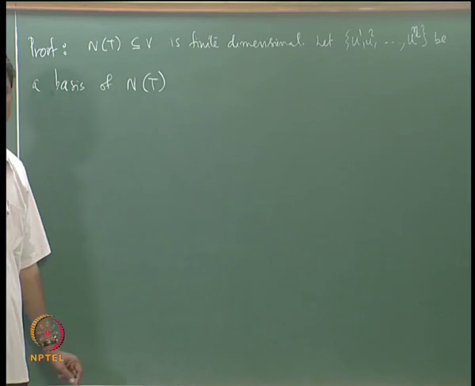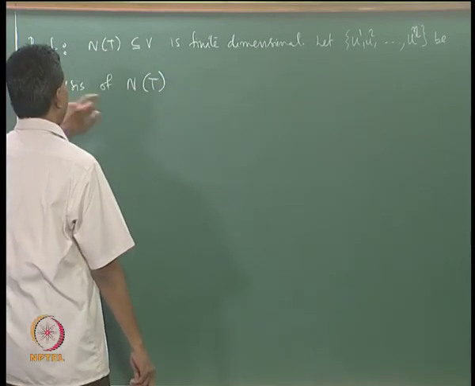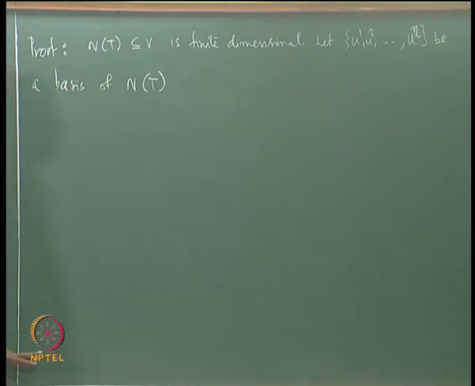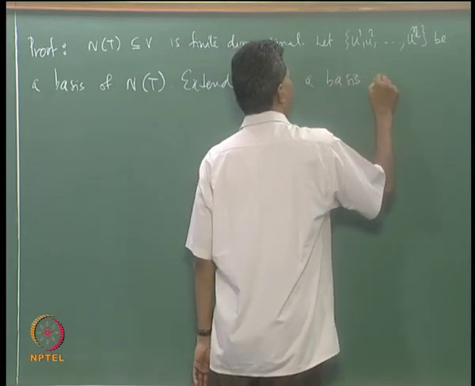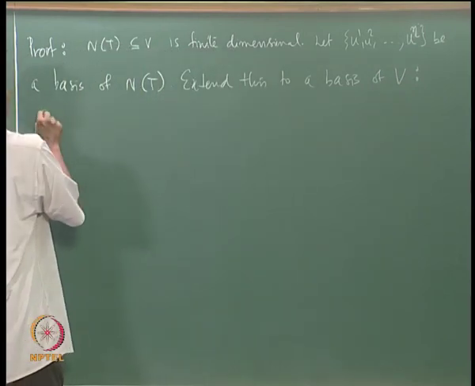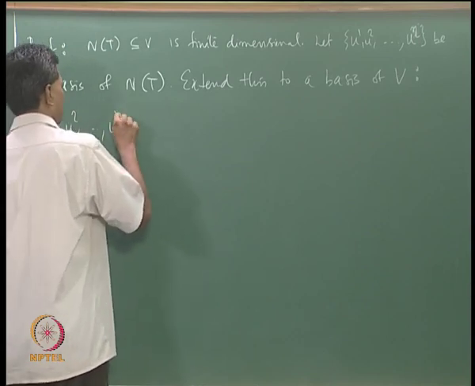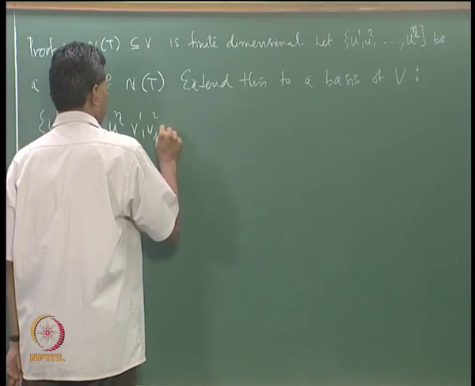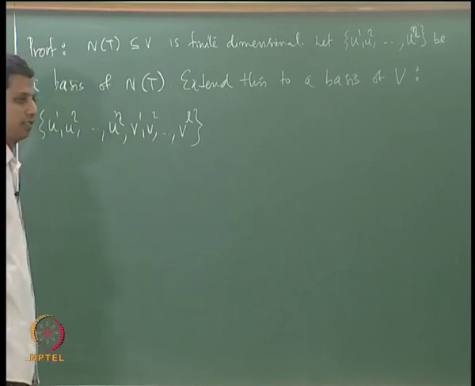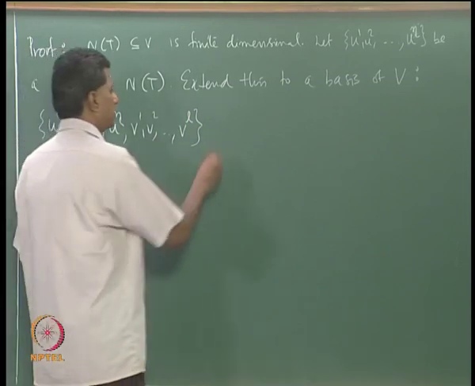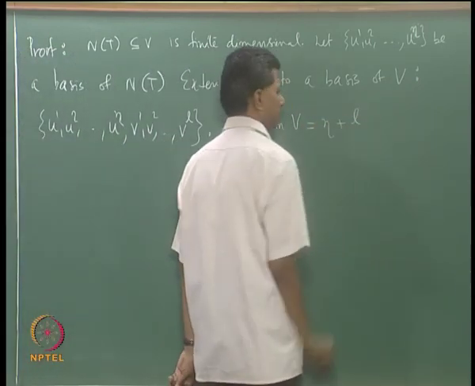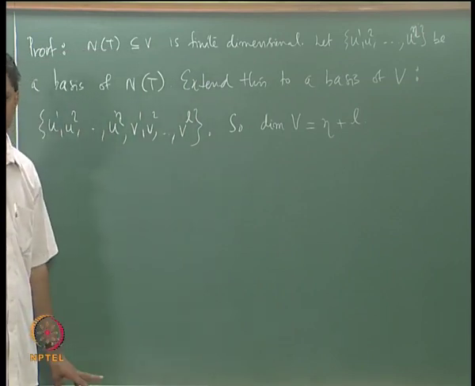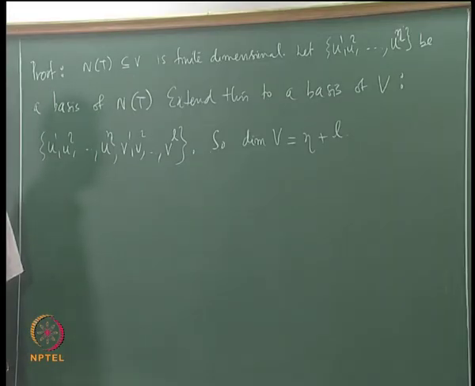I know that the null space of T is eta dimensional, so there are eta vectors here. This is a basis of the null space of T. This is linearly independent, so it can be extended to a basis of V. I will have u1, u2, etc., u eta, and then let me call the other vectors v1, v2, etc., vl. This is a basis of V, and so the dimension of V must be eta plus L, where eta is the dimension of the null space of T, that is the nullity. So we need to only show that L is equal to the rank of T.